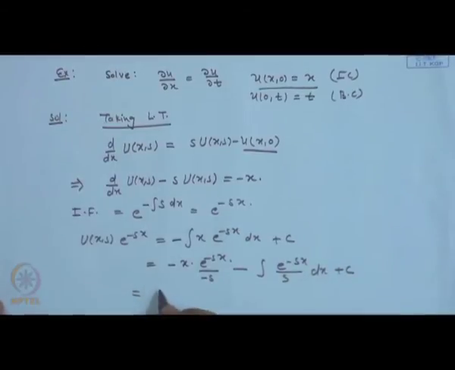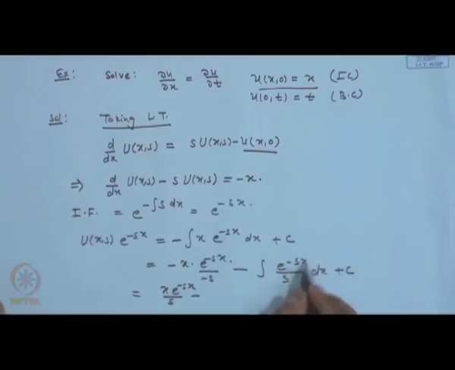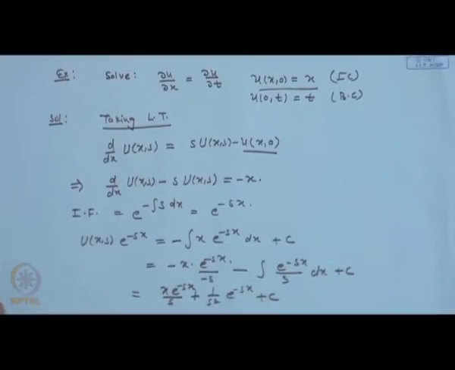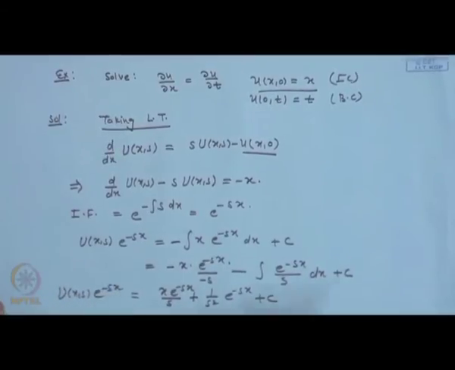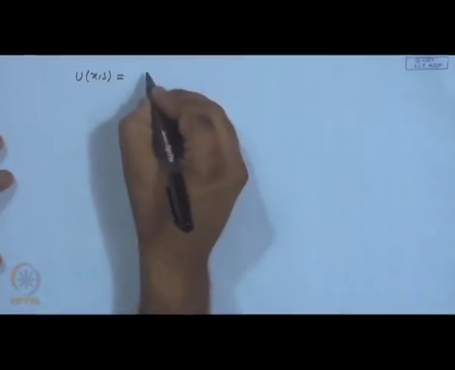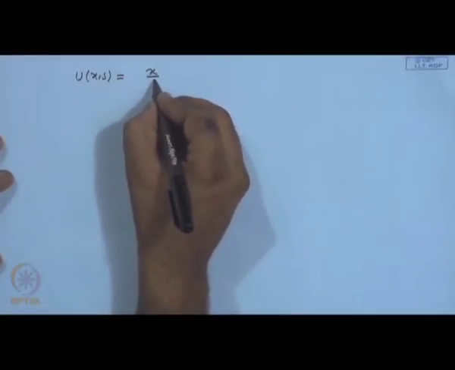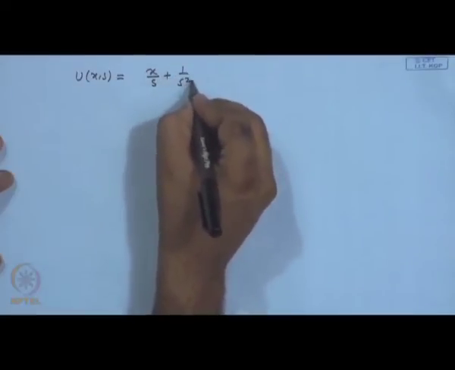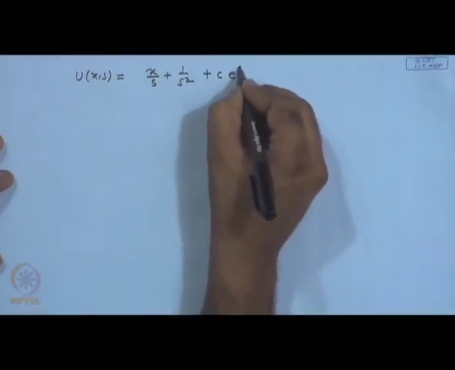So, what we have is x e^(-sx) over s, and once again we integrate this, so e^(-sx) over minus s. So, we will get plus 1 over s squared e^(-sx) plus c. So, this is our U(x,s) e^(-sx). Now, we get U(x,s) will be x over s plus 1 over s squared plus c e^(sx).